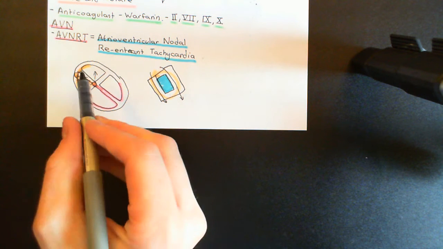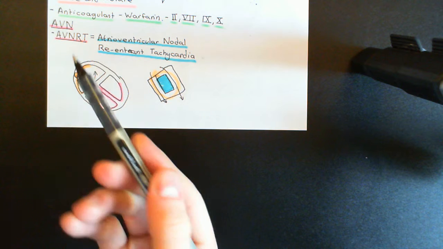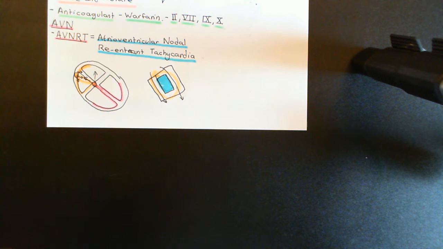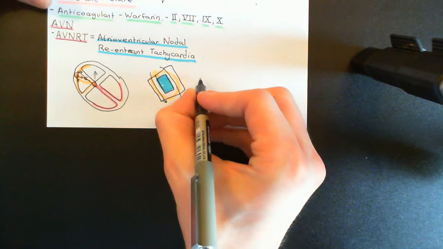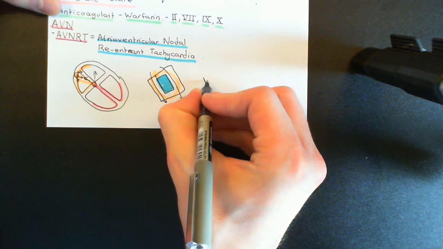In addition, of course, the electrical signal is propagating up from the AV node. It's propagating in a retrograde direction. So, of course, the P wave will be inverted. So, what will it actually look like? It will look kind of like this. So, here is the QRS complex.